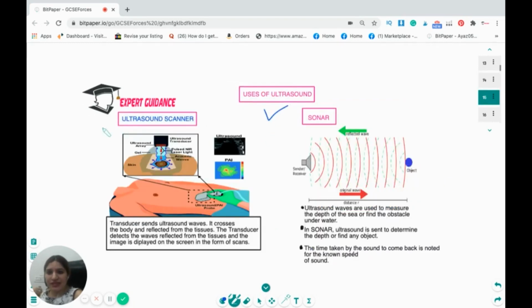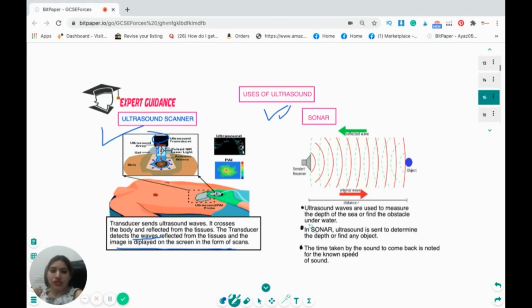The use of ultrasound is in the ultrasound scanner. Now, what happens in the ultrasound scanner? There's a transducer, and that transducer sends ultrasound waves. It crosses the body and it's reflected from the tissue. The transducer detects the wave reflected from the tissue and the image is displayed on the screen in the form of a scan. Now, what is sonar?